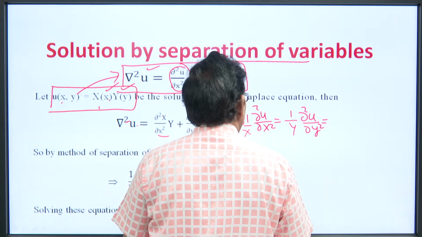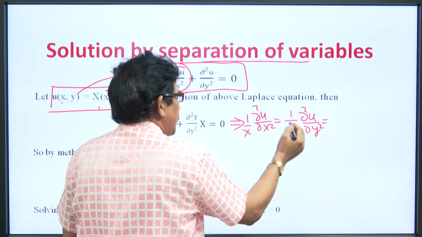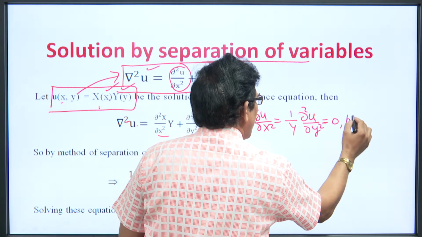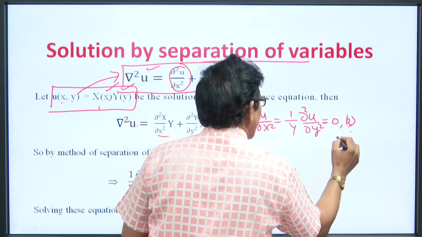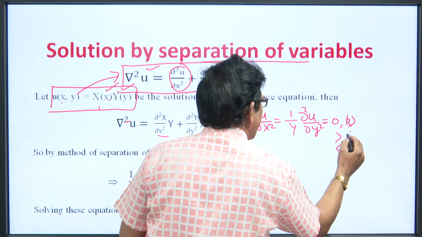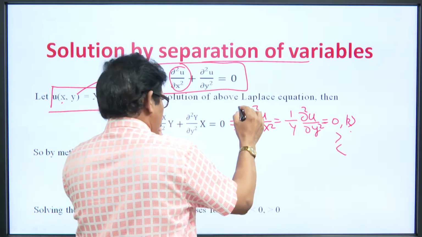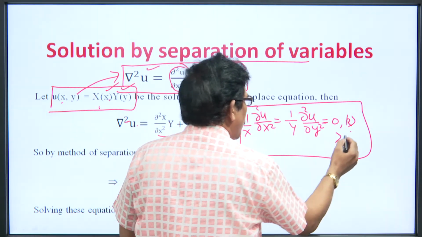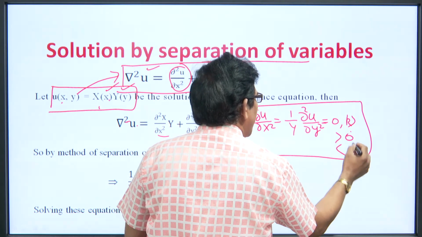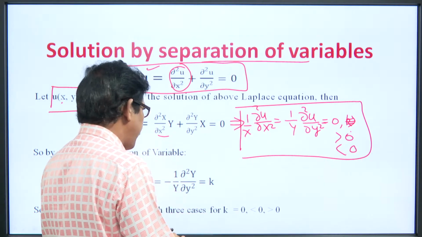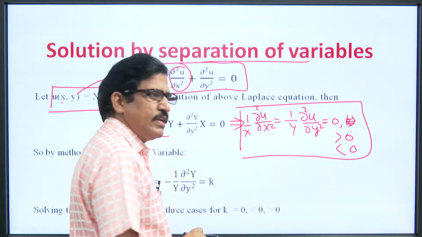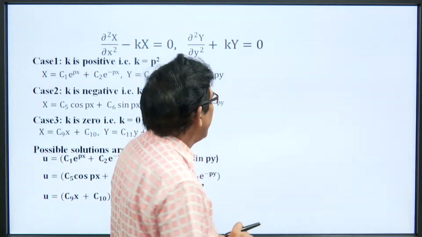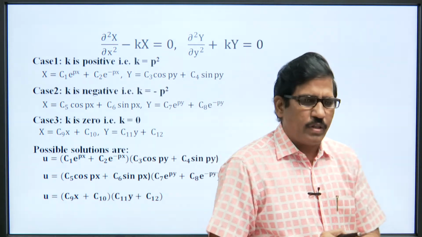Now, this may be equal to 0, may be greater than 0, and may be less than 0. So, 3 cases arise in solving this differential equation. This auxiliary equation is either equal to 0, or greater than 0, or less than 0. And these 3 cases give 3 types of solution of this differential equation. Let us consider all 3 cases one by one.